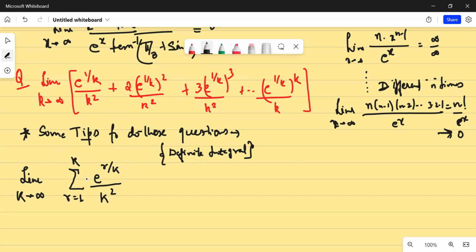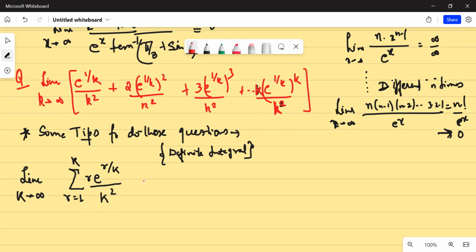And you can place r also here, right? See, if r is equal to 2, this is e to the power 2 by k. If r equals 3, this is e to the power 3 by k. If r is equal to k, if I write k here, and if I write k square here, is that clear? So instead of the last one, if you want to write k, it's k upon k square. Is that clear? Yes.